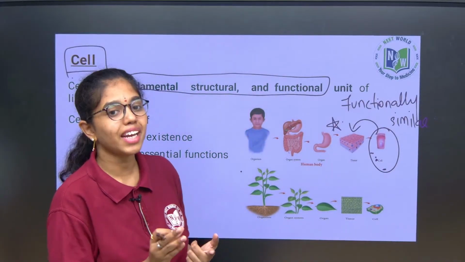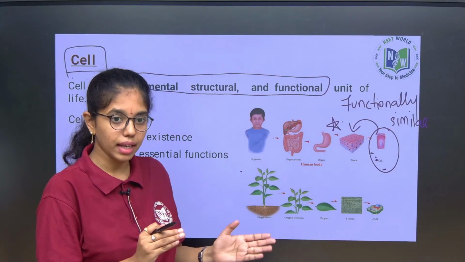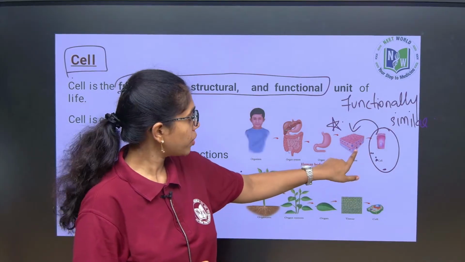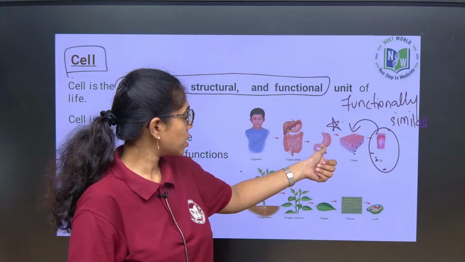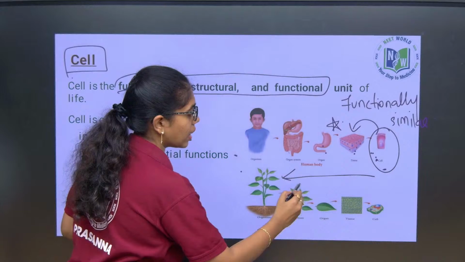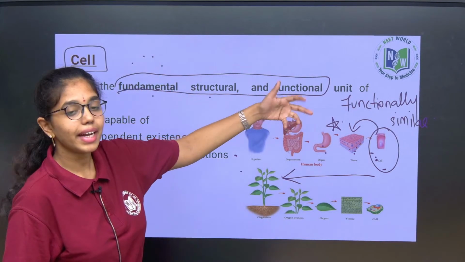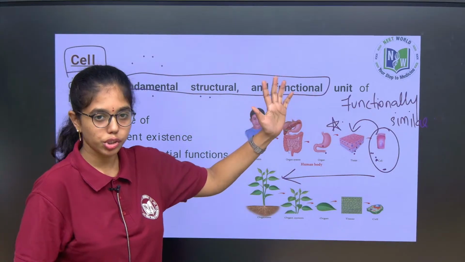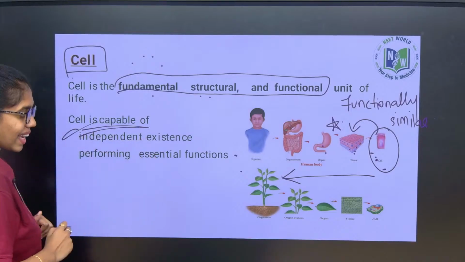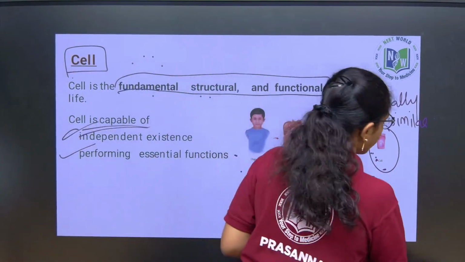Quite a few times you get a statement based question. A group of cells which can be structurally similar or dissimilar, but functionally they are similar, form a tissue. A group of tissues will form organs, organ systems and then the organism. As such, the hierarchy of living organization will move, fine. And the cell is structurally and functionally independent, so it is called the structural and functional unit of life. And the cell is capable of independent existence and it performs all the essential functions on its own.